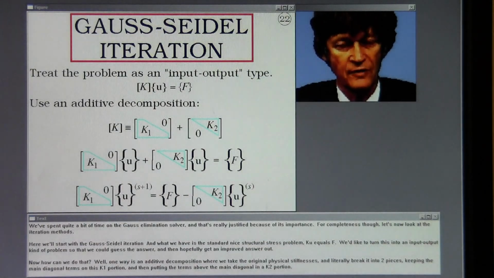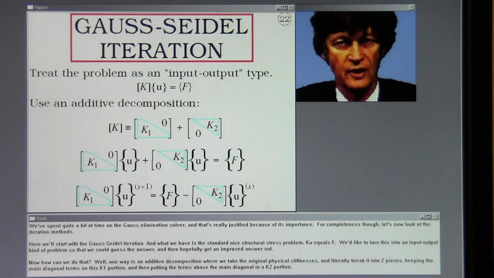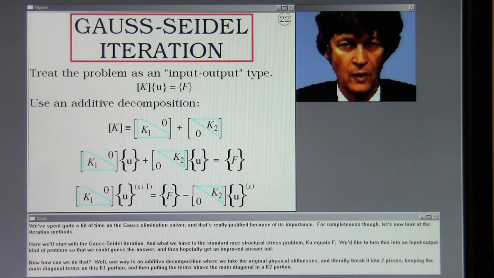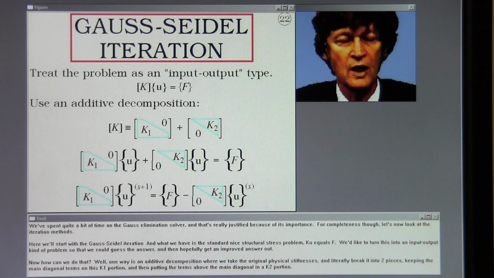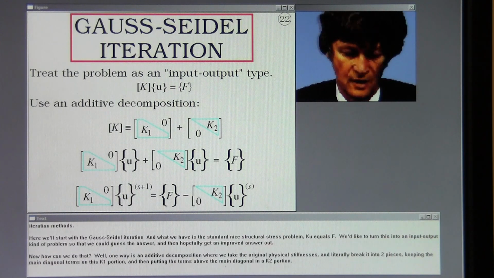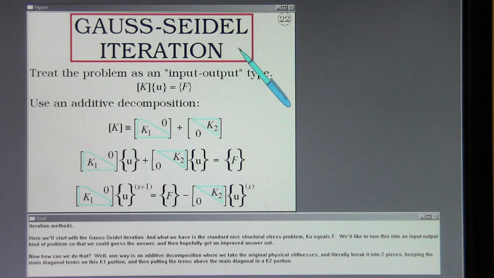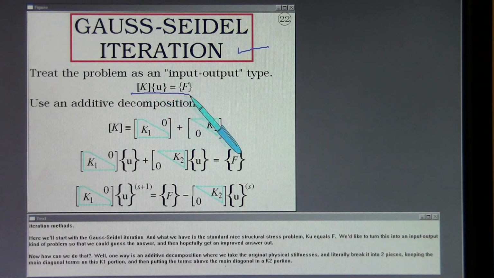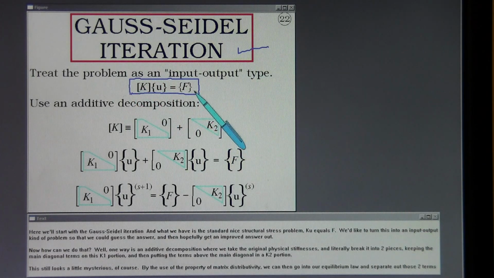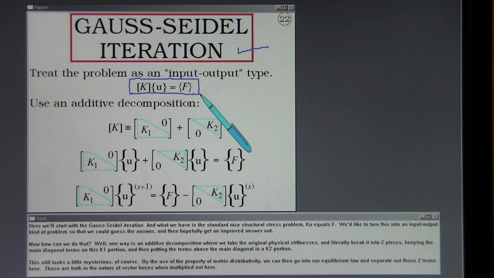We've spent quite a bit of time on the Gauss elimination solver, and that's really justified because of its importance. For completeness, though, let's now look at the iteration methods. Here we'll start with the Gauss Seidel iteration, and what we have is the standard nice structural stress problem, Ku equals F. We'd like to turn this into an input-output kind of problem so that we could guess the answer and then hopefully get an improved answer out. Now, how can we do that?